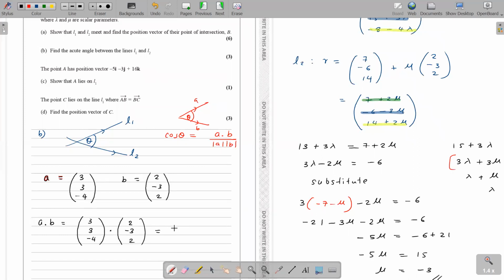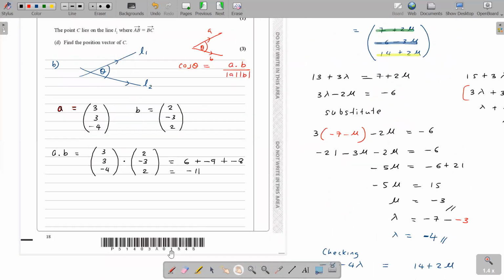So I get here 3 times 2, 6. 3 into 3 minus 9. Minus 4 into 2 minus 8. How much is the answer? A dot B answer is minus 11. And then let's get the modulus A.